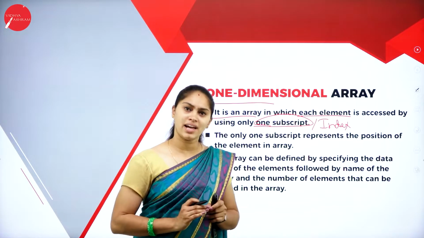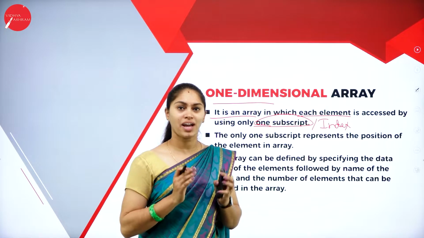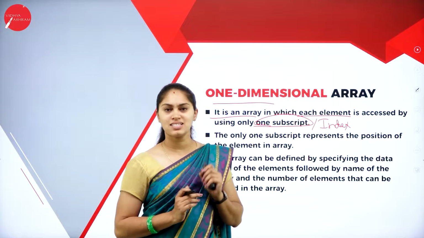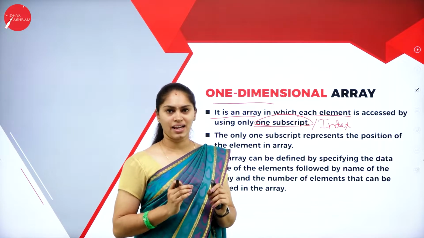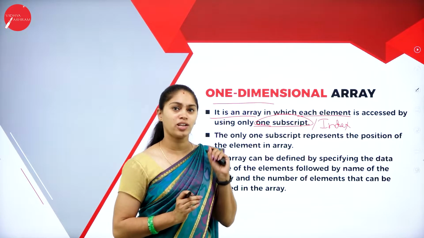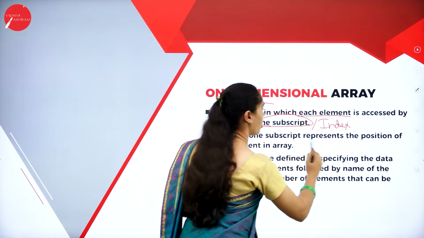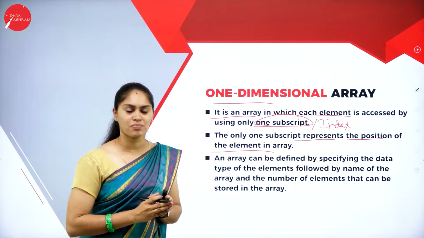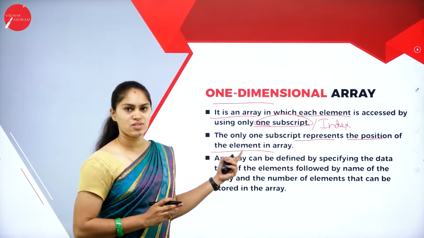But how can I access it? I must know the position, where it is exactly in my array. Only then is it possible for us to access the content of that particular element. Then it is mandatory to have a subscript. A subscript returns, or represents, the position of an element in the array. For that purpose, we are going to use a subscript.